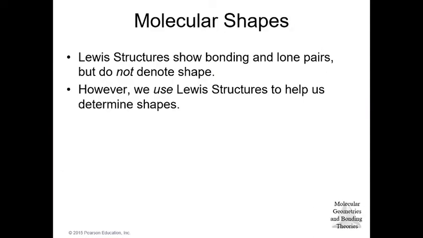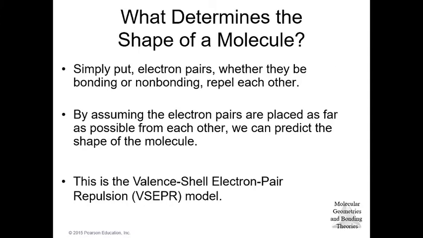Okay. So when we draw a Lewis structure, like what we did in Chapter 10, it shows you the connections of the atoms in the molecule, but it doesn't give you the shape, because molecules exist in 3 dimensions. But we do use Lewis structures to help us determine shapes. So what does determine the shape of a molecule?